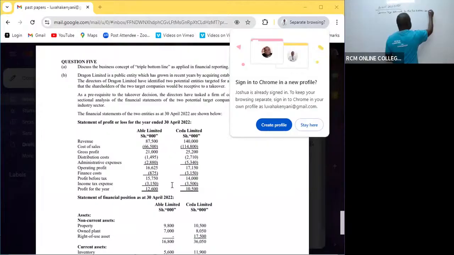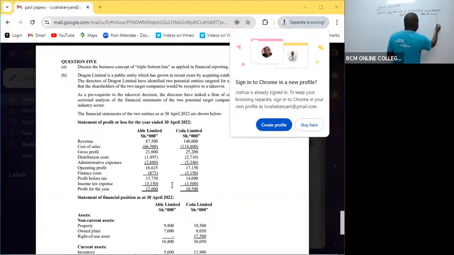As at 30th of April 2022. So we have 2 companies here. We have Cx Limited. We'll start with the income statement, for Cx Limited. And of course we have Ta Limited. Our amounts in this case are in shillings of thousands.